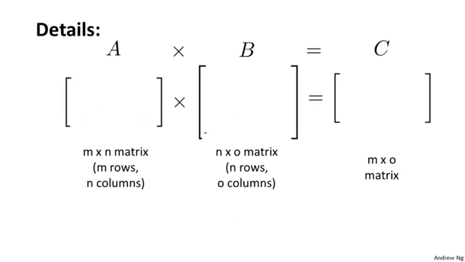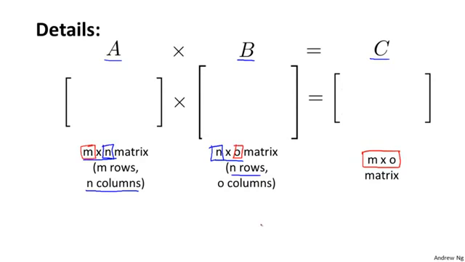Here are the details. I have a matrix A, and I want to multiply that with a matrix B, and the result will be some new matrix C. You can only multiply together matrices whose dimensions match. So A is an m by n matrix, so m rows, n columns, and I'm going to multiply that with an n by o matrix. This n here must match this n here. So the number of columns in the first matrix must equal the number of rows in the second matrix. The result of this product will be an m by o matrix, like the matrix C here.